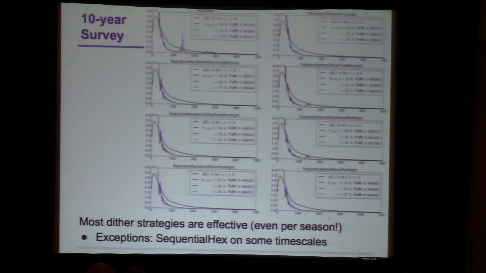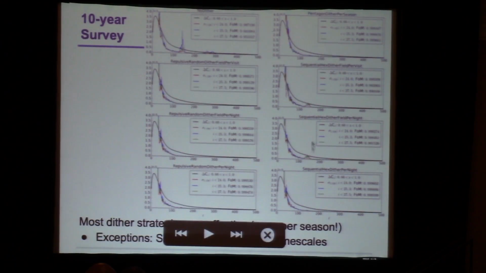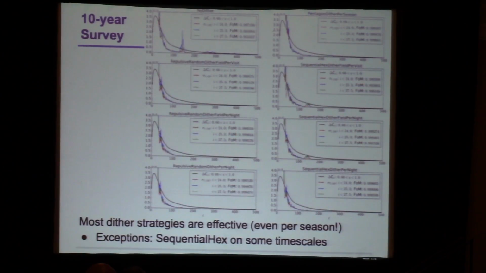On the right here, you see the sequential hex. That's a very important example because it hints at the sensitivity of the time scale and dither combination. Even though we are dithering so often, the OS bias uncertainties are not minimized. So this is something that we know about. We know that dithering really, really helps, at least over the 10-year survey.